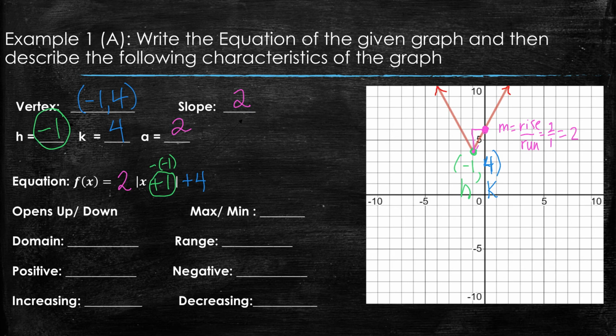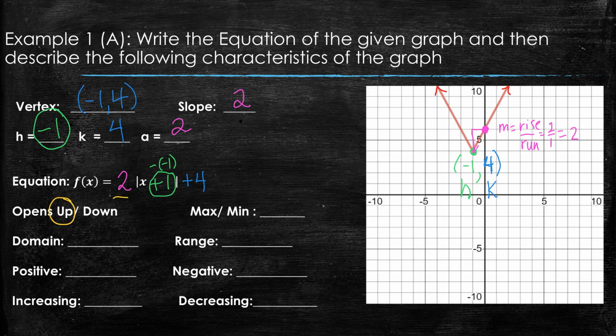All right. Does this graph open up or down? Obviously, it opens up. And that makes sense because my a is positive as well. So we can look at that for kind of verification.